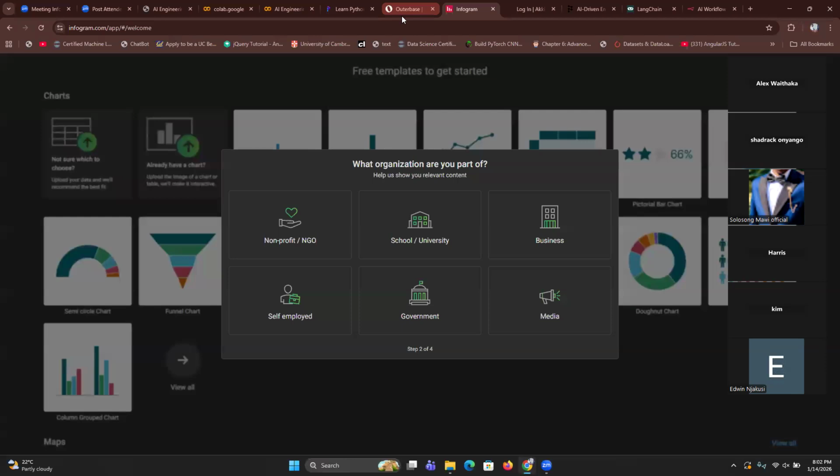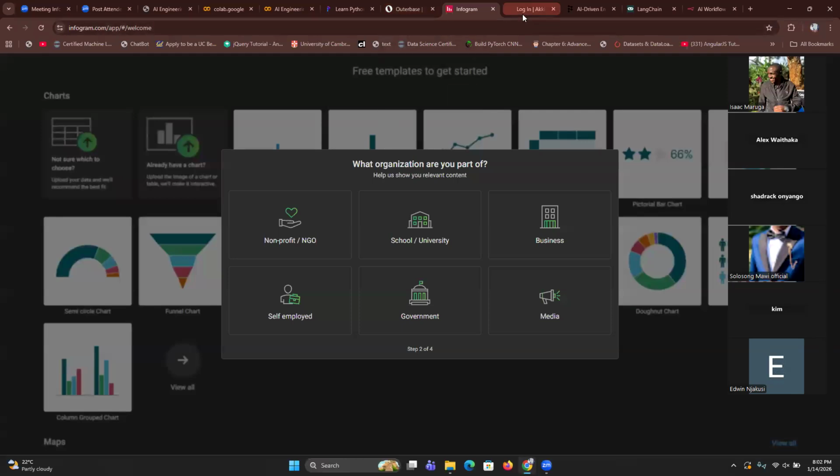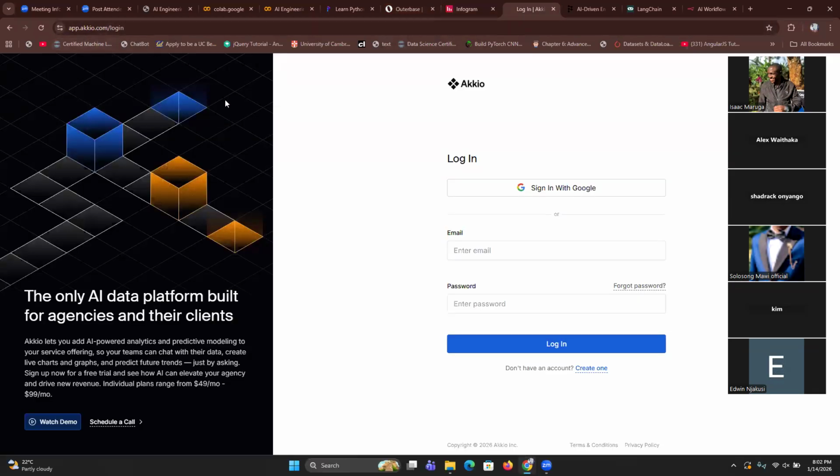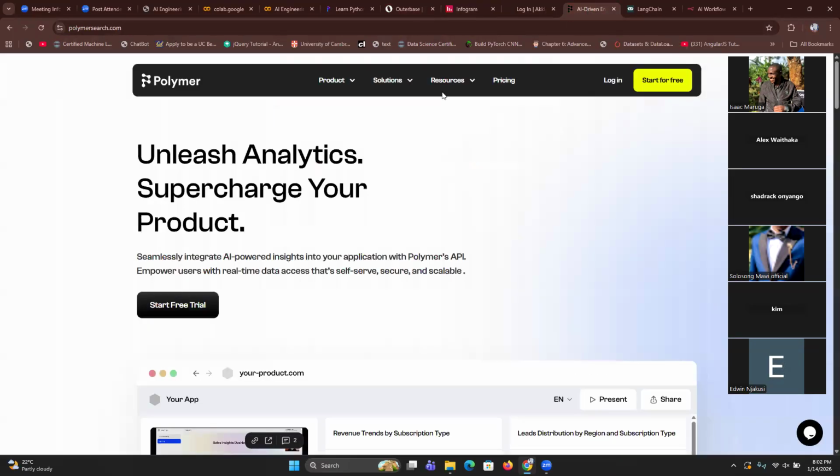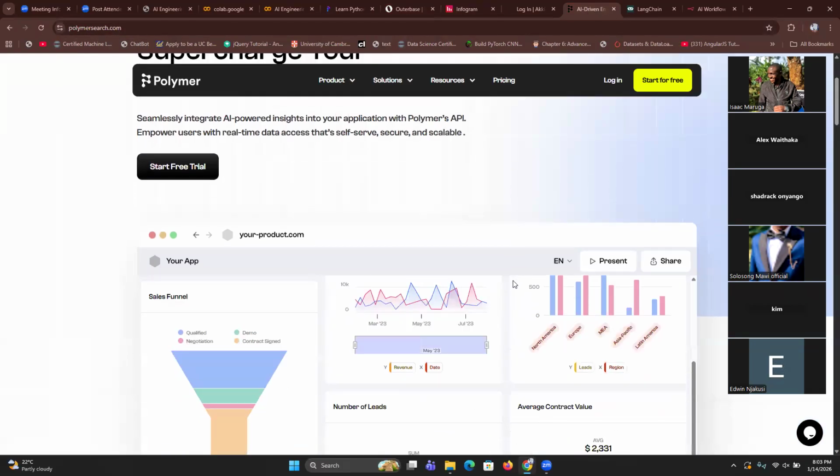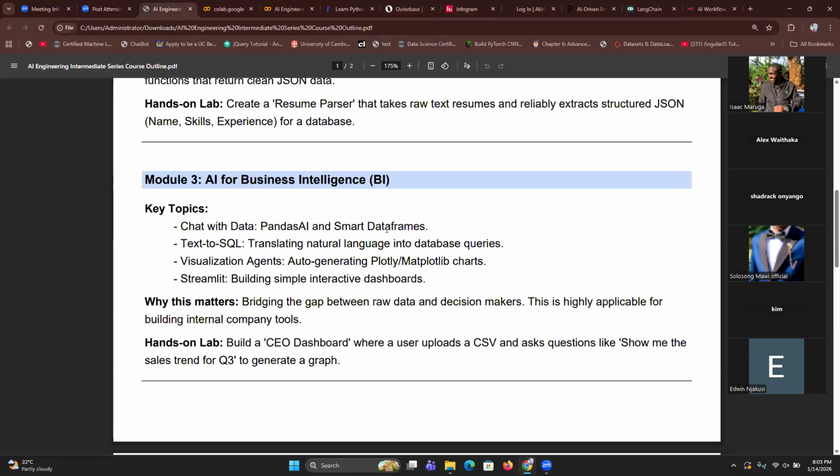I will share this link after the lesson. I think there's also another one called Arkio. This is also built for business intelligence operations. This is another one called Polymer Search and so on and so forth. So basically, in our third module here, which will be very, very key, we are going to see how artificial intelligence can now be integrated into normal businesses.